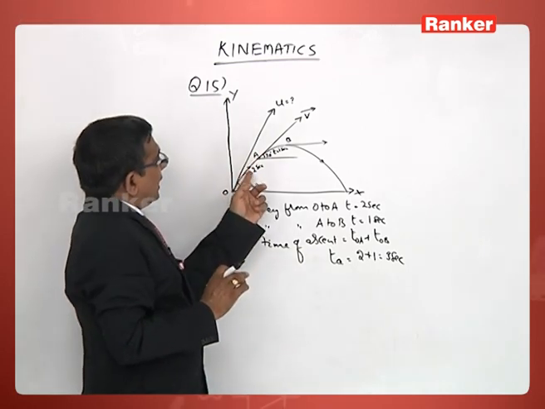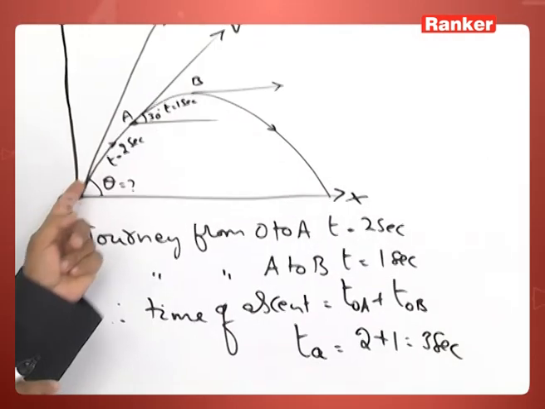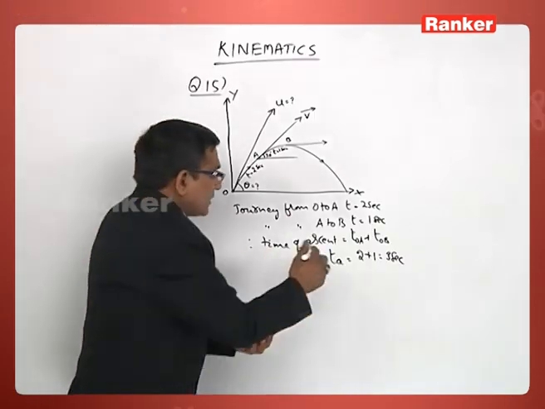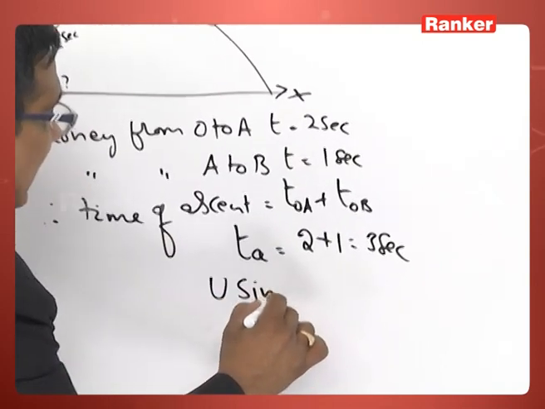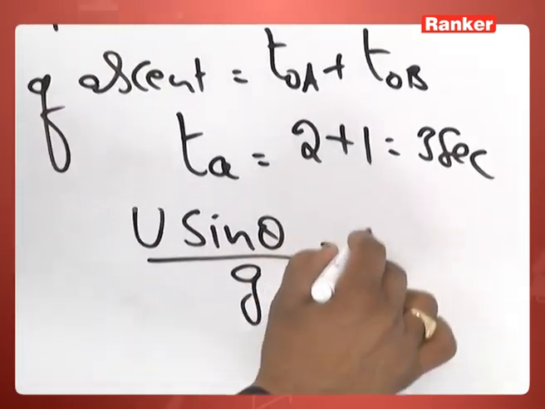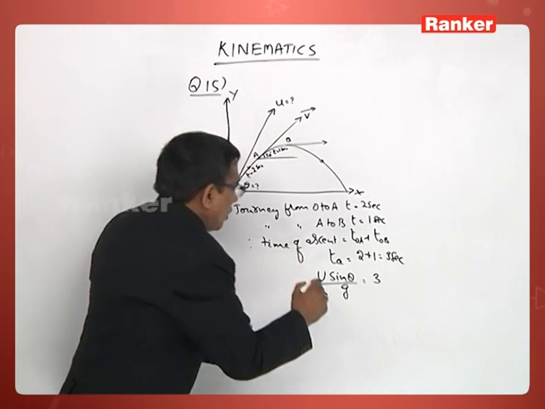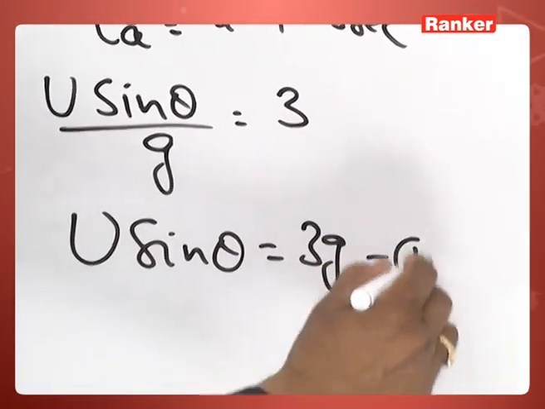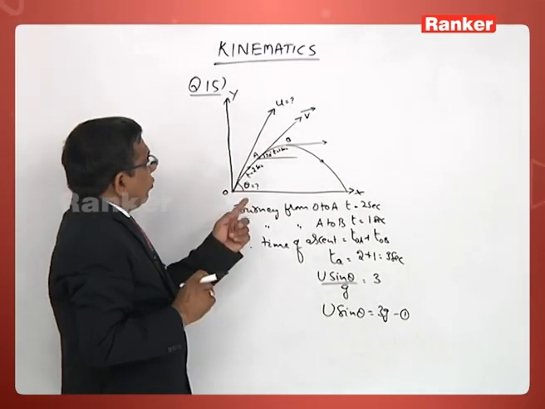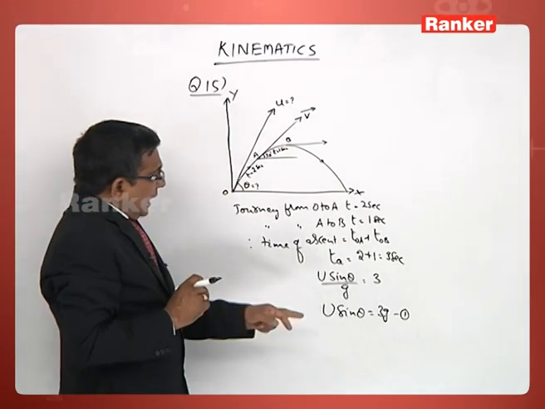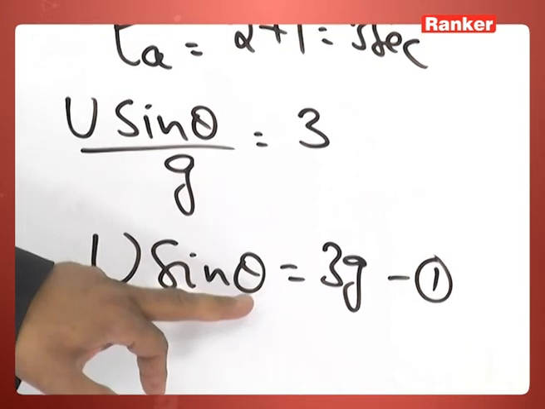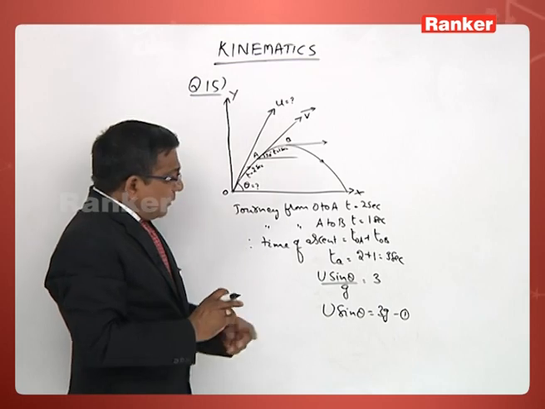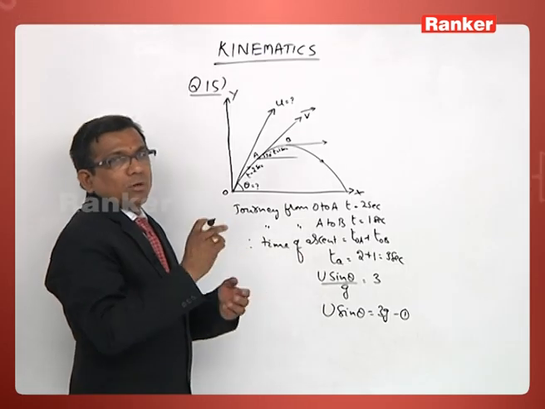This is the time of ascent, because the O to A time was given, the A to B time was given, so the total time is 3 seconds. What is the formula for the time of ascent of a projectile? u sin theta by g, and this, you know, is 3 seconds. From this, u sin theta is equal to 3g, equation 1. Here we want to find the angle of projection and there are two unknowns, u and theta. Unless you know u and theta, you cannot find theta. So to eliminate either u or theta, you require one more equation.